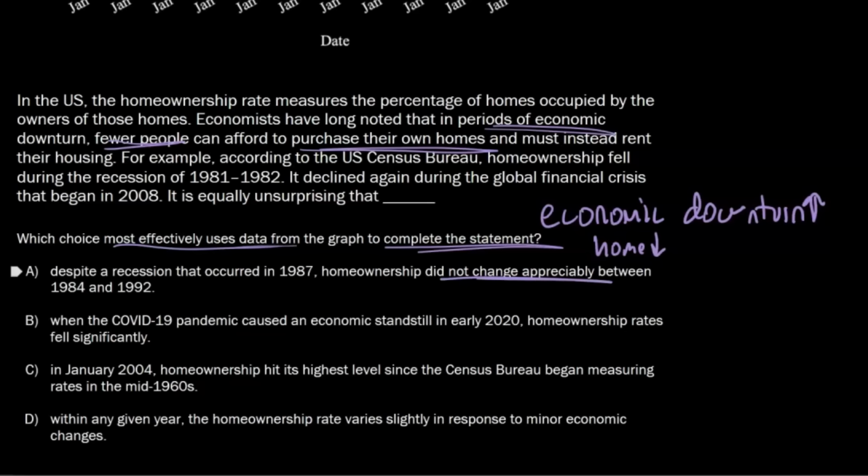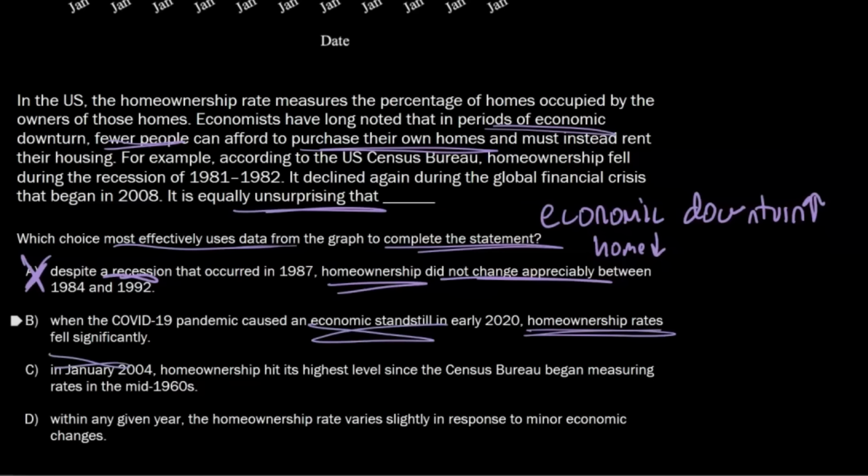This one, immediately I can just tell you without looking at the graph, it doesn't make sense, because when a recession occurs, when we have economic downturn, it's saying that home ownership did not change. This does not complete that statement, because it's trying to show a pattern. Now, this is the next one: home ownership rates fell significantly. Again, we know economic downturn, so it could be B.